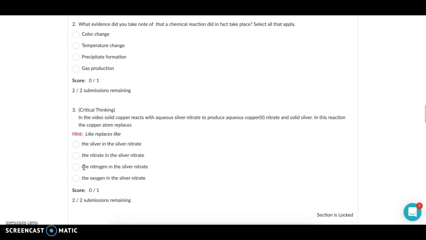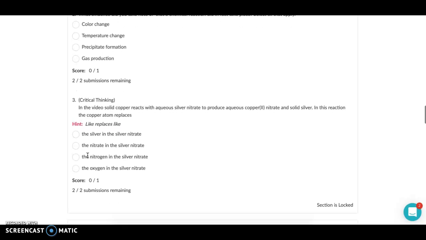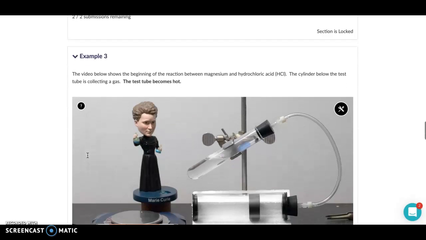And then lastly, for this question is a critical thinking question saying, well, what does the copper atom replace? Right, so copper in this reaction is replacing something. What is it replacing? And that is something for you to think about. Number 3.